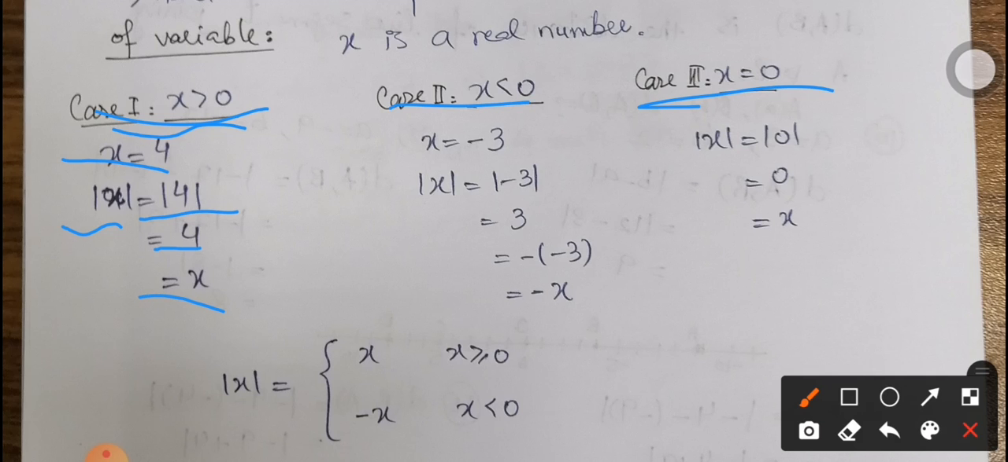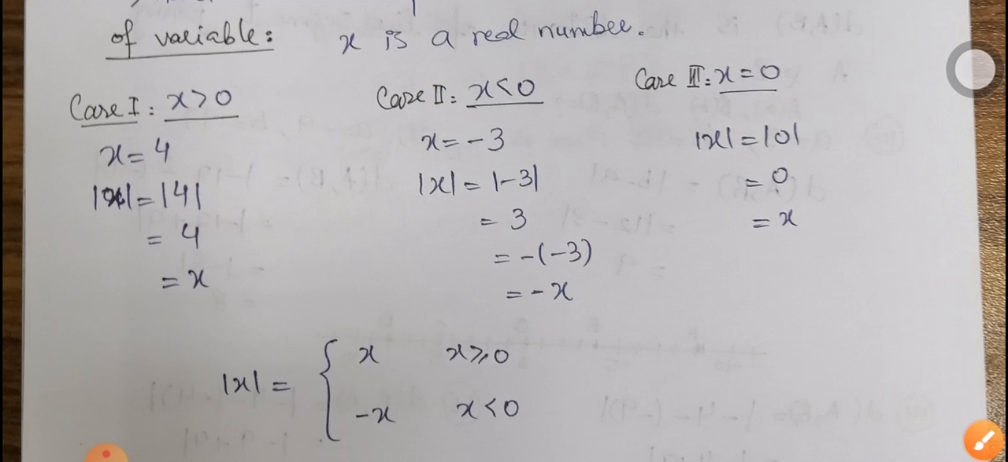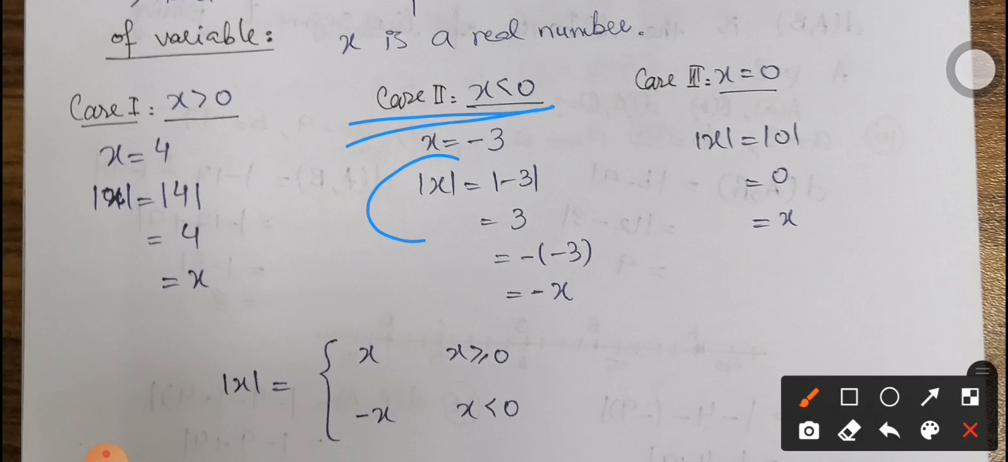Next we have x negative. If x is negative, let's suppose x is minus 3, then mod of x is equal to mod of minus 3, which is equal to plus 3, and plus 3 can be written as negative times of minus 3, that is negative times of x, because minus 3 is equal to x. So I have just replaced the value of minus 3 with x. You can see that in the case of negative real numbers, the absolute value of x is equal to minus times of x. It is going to be positive because x is negative, so this negative into this negative is going to be a positive number. In order to make the absolute value positive, we have to take negative times of x in the case of negative numbers.